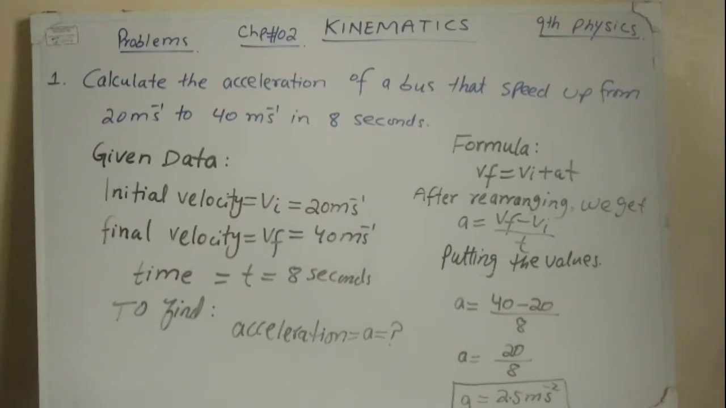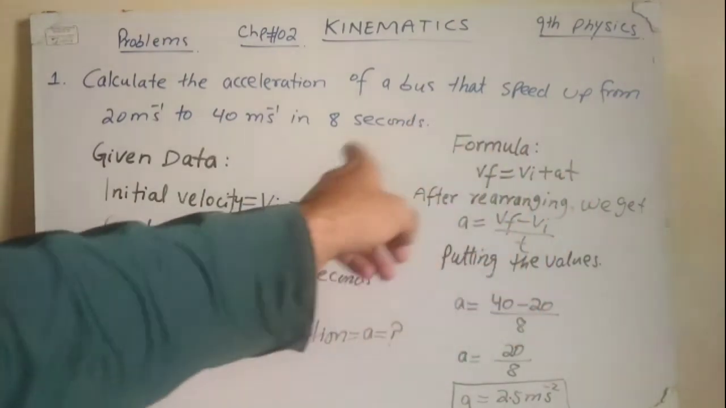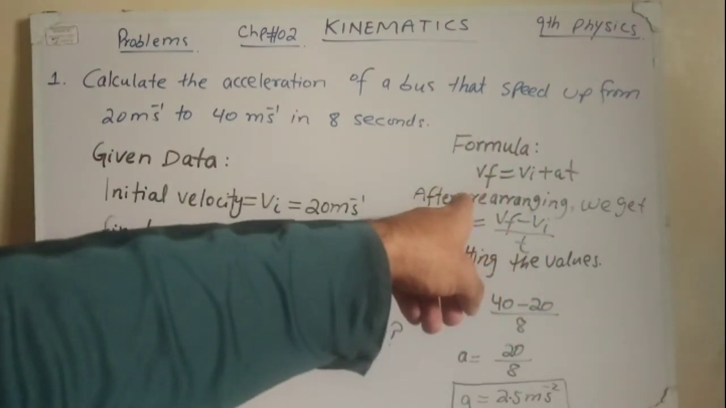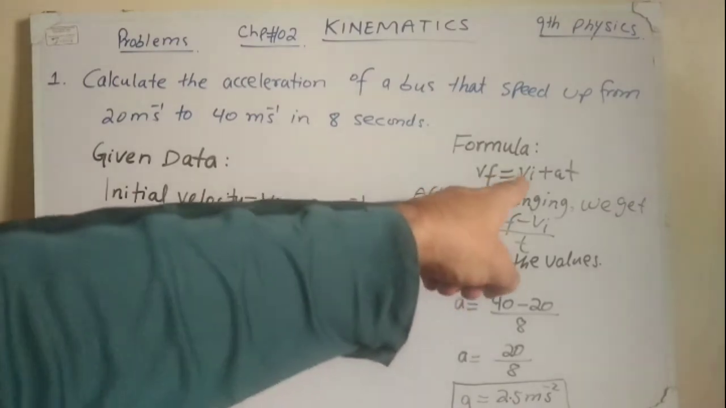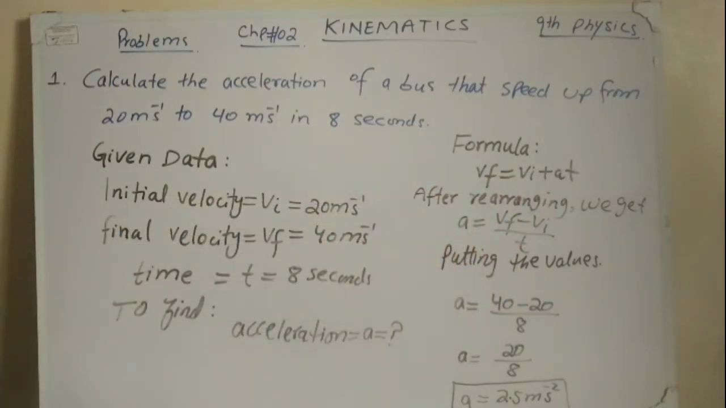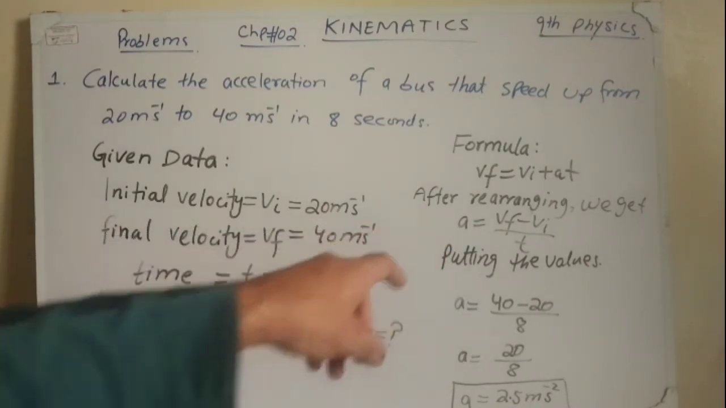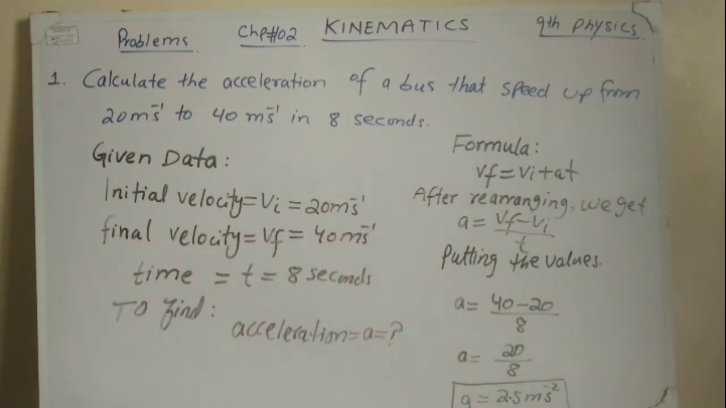So now what we have to do is we have to rearrange. Just we are taking vi to this side, so it becomes vf minus vi, and when we divide by t over here, it becomes a equals vf minus vi upon t. I hope you are getting my point. So now we have to move on. We have to plug in the values in the formula that we have made from the first equation of motion.